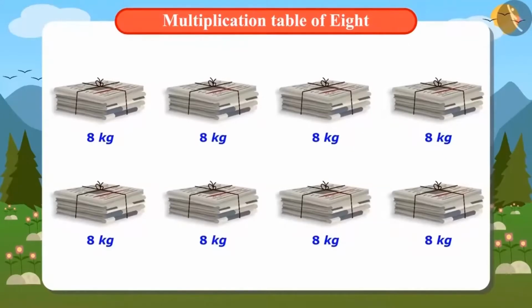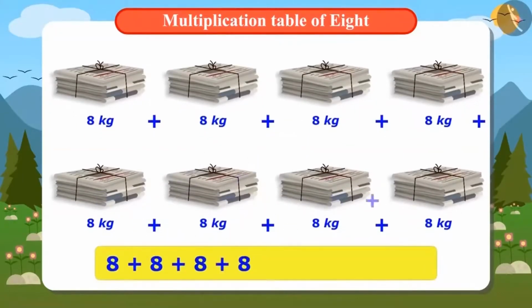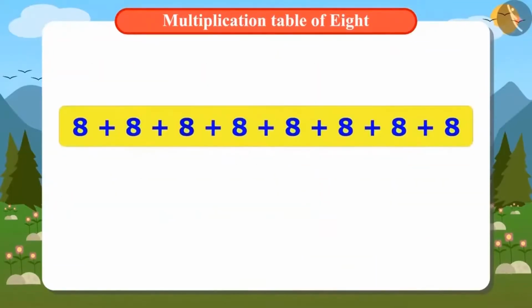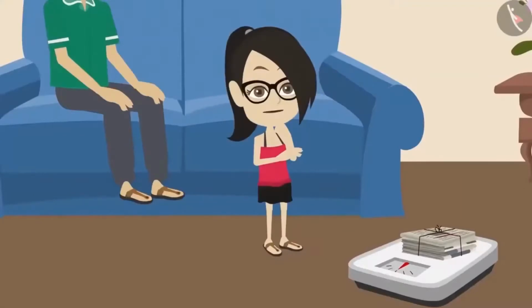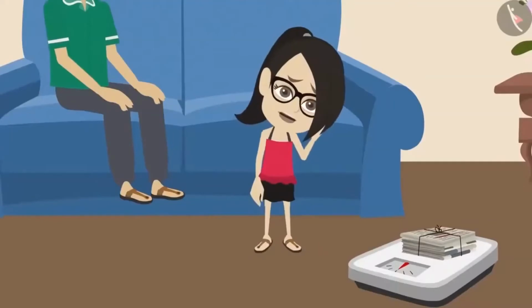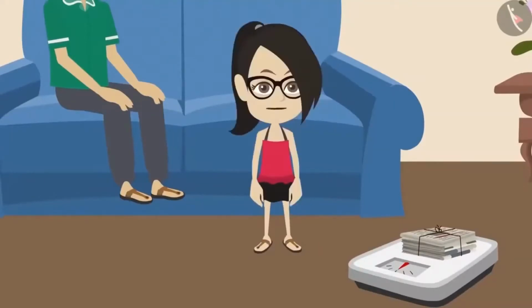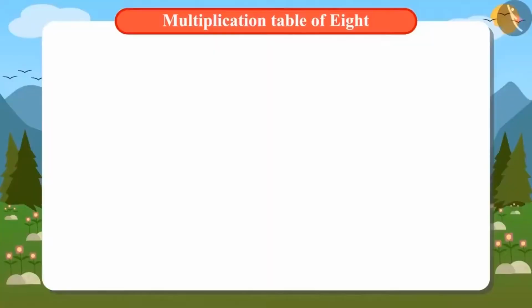To find out how many kilograms of newspaper are there, we add the weight of all the newspapers. That is, let's add 8 times 8. This way 8 has to be added 8 times. Can you suggest an easy way to solve this? Adding 8 times 8 will give us the same answer as multiplying 8 by 8. But to solve this, I should know the multiplication table of 8. I don't know the table of 8. Do you know the multiplication table of 8?